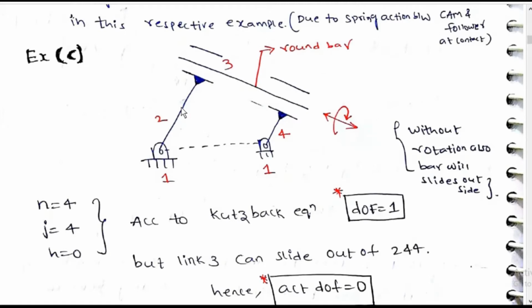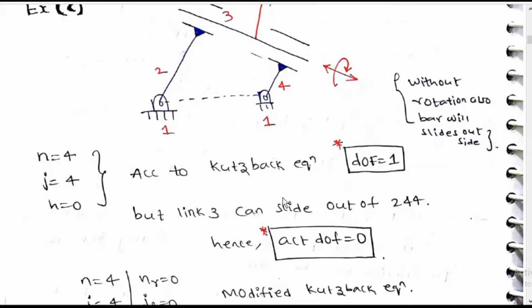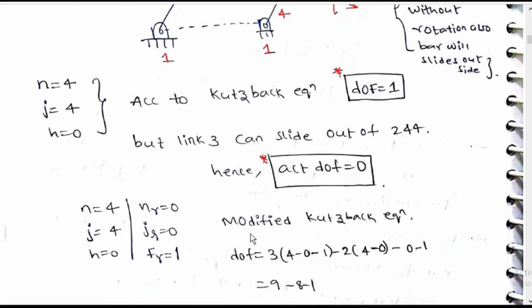Example C, 1 2 3 4, n is equal to 4, j is equal to 4. Here sliding pair, here sliding pair. j is equal to 4, h is equal to 0. Without rotation also bar will slide outside. According to Kutzbach equation, degrees of freedom is equal to 1, but link 3 can slide out of 2 and 4, hence actual degrees of freedom is equal to 0.